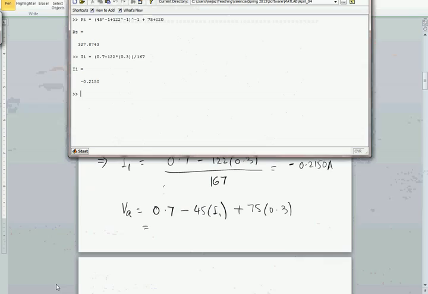Now once again, this is one of the methods that you can use. You can use any other method to find the open circuit voltage. Which method you are using to find the voltage depends upon you. So 45 times I1, I already have the value of I1 over here, plus 75 times 0.3. Okay, so I'm not using multiplication, my bad.